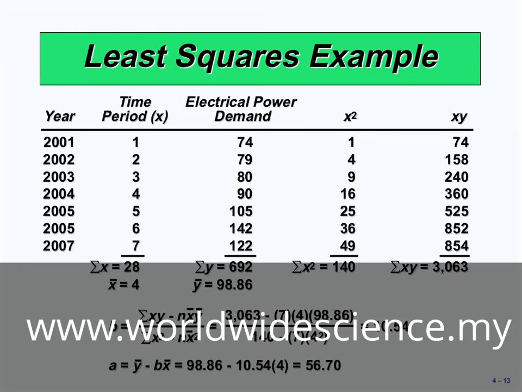Electrical power demand is Y, because this is the thing that we want to forecast. The Y is always the thing that you want to forecast: the demand, the installation rate, and everything like this. For calculating sigma Y, we should sum all of the Y in the column of electrical power demand: 74 plus 79 plus 18 plus 19 plus 105 plus 142 plus 122.